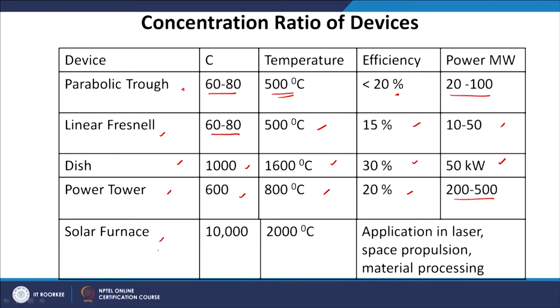Now, solar furnace is an upcoming concept. In solar furnace, the concentration is very high, around 10,000. The temperature can reach up to 22,000 degrees C. So, these concepts have applications in lasers, space propulsion, and material processing like in furnaces. So, solar concentration has wide applications, and you can focus the energy in different amounts for different types of applications.